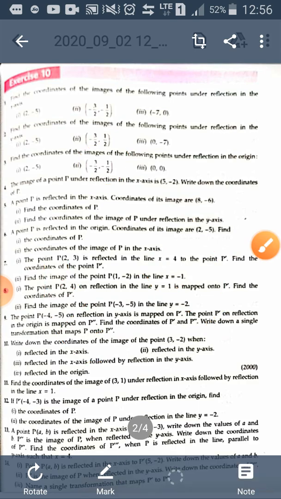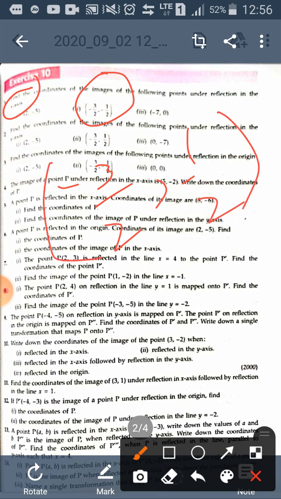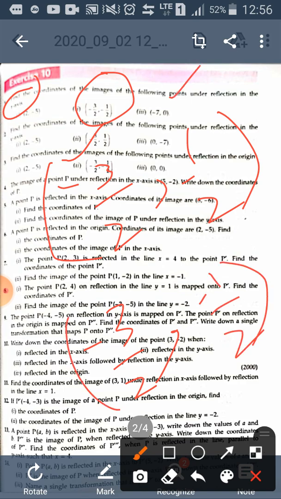Acha, here they haven't even asked you to plot it on a graph, so this one, minus 3 by 2 comma 1 by 2, is getting reflected along the x-axis, so the x coordinate won't change, I will write it as minus 3 by 2 only, but the y coordinate will change. Plus half will become minus half. Yes, that's it.